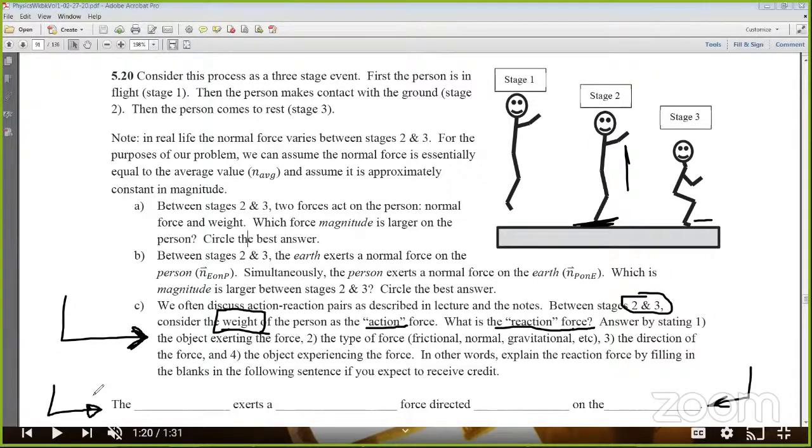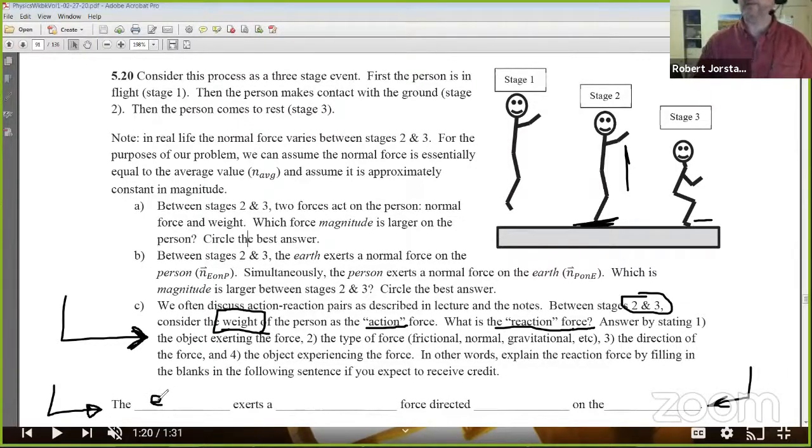Is it the earth exerts a normal force directed up on the person? That is not it. And that's the most common thing that people want to say, and that's what I was hoping we could talk about. People want to say the normal force is equal and opposite. But we just said the normal force right now is larger than mg. So it's not equal and opposite. It is opposite, but it's not equal. That's a good thought. It turns out that's wrong. It's the most common wrong answer, and students say that all the time. So watch out. What is it?